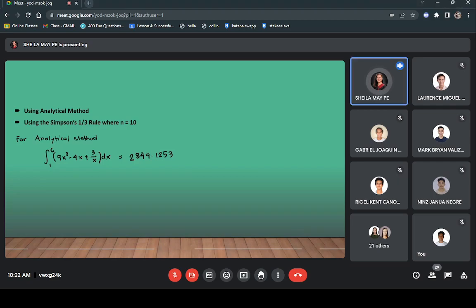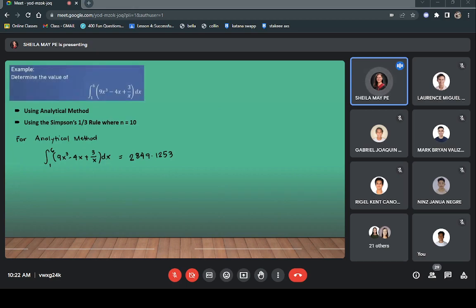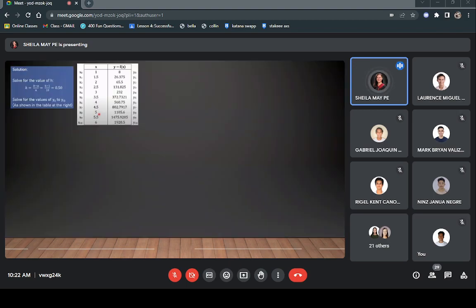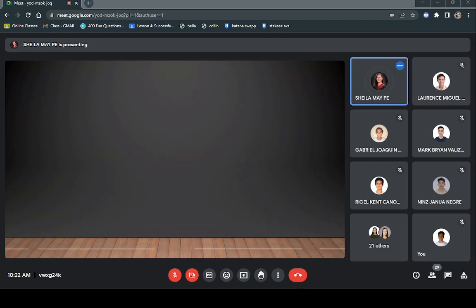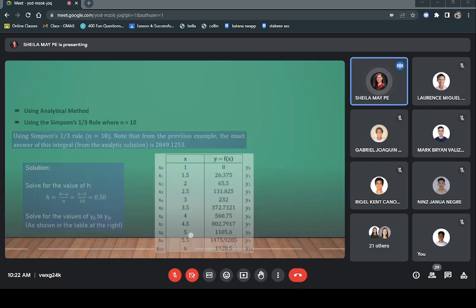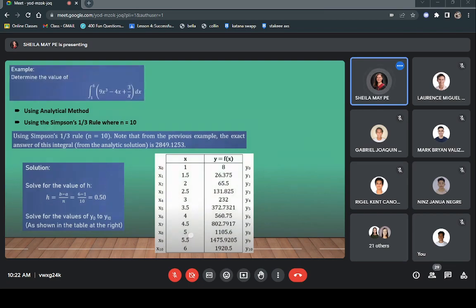Can you see my screen, class? Okay, so for the analytical method, we have that one. It's still the same as for the trapezoidal. And for Simpson's one-third rule, we have here.